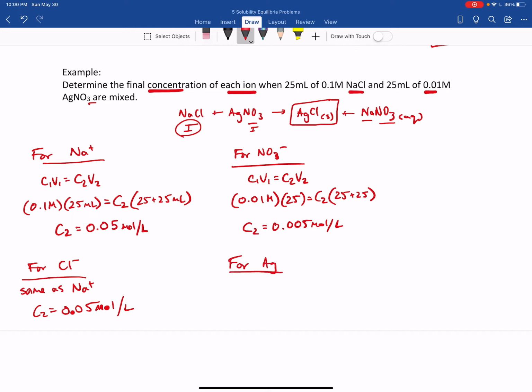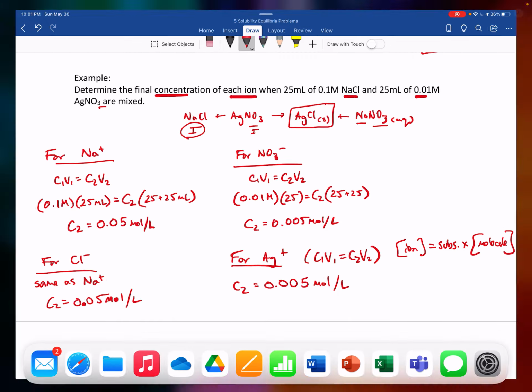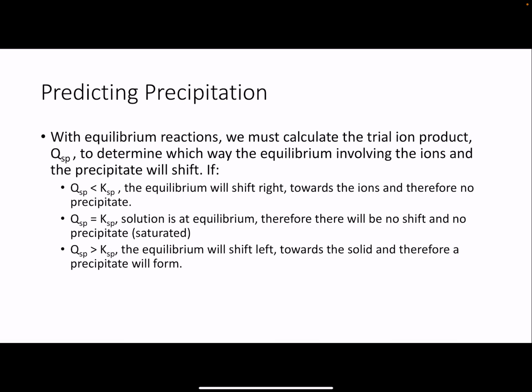And then for silver ions, the same thing, because it's a 1-to-1. And if you're not sure, just remember C1V1 equals C2V2, and the ion concentration is equal to the subscript times the concentration of the molecule. So in this case, because the subscript is 1 for everything, the molecule concentration and the ion concentrations are the same. So that's a recall of dilution and precipitation and double displacement reactions.